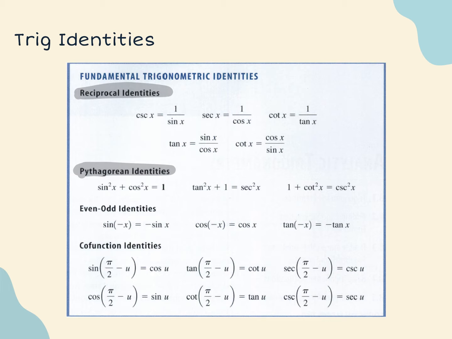Sometimes you get a squared times a squared, and it's less likely those use Pythagorean identities, but it could happen. Then come the even and odd functions. As soon as you see a negative on an angle, come back to these. If it says sine of negative x, I replace that with negative sine of x. If it says cosine of negative x, I replace it with just cosine. The negative goes away. And if it says tangent of negative x, I do negative tangent of x.